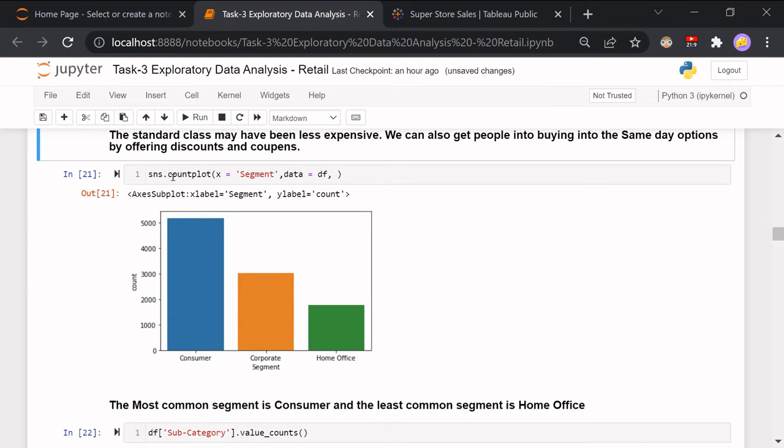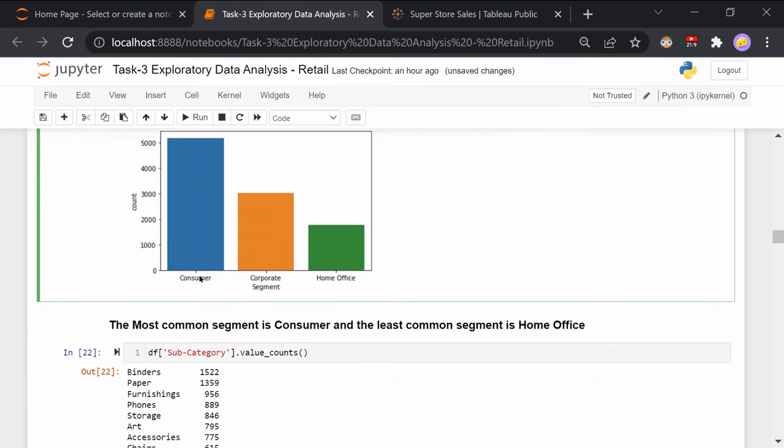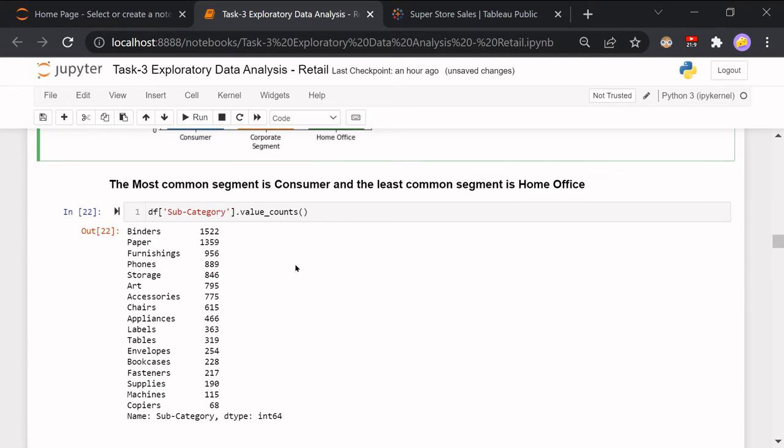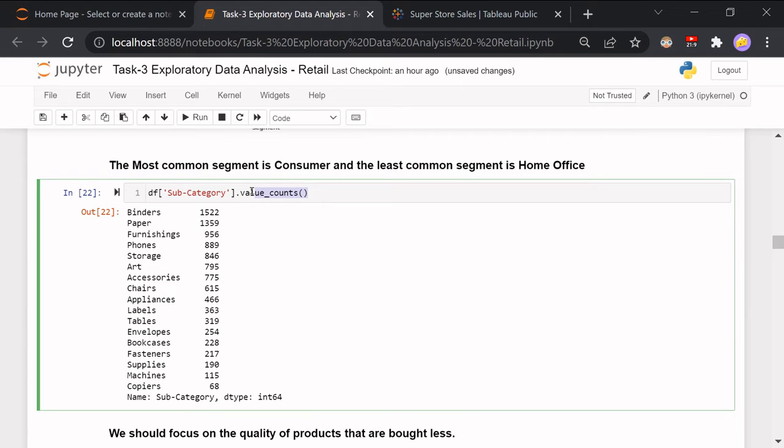And in the next cell, what I am doing is I am plotting a count plot with the segments. We can see that the largest segment is the consumer and the least common is the home office. In the next cell, what I am doing is that I am applying the value counts function on the data frame's feature named subcategory. These are the subcategories, that is the categories after the categories. You can say that these are the categories of the categories.